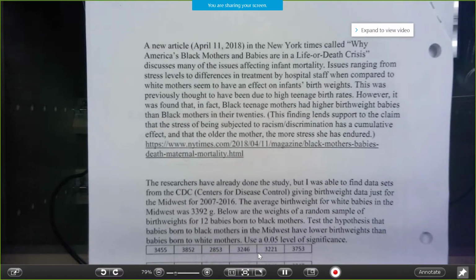racism, is cumulative. It builds. The longer you're alive, the more that can affect your physiology. And so that's why even women who were having babies later had lower birth weights than teenage mothers. Yeah, this is true.